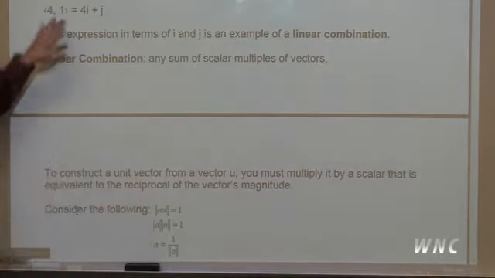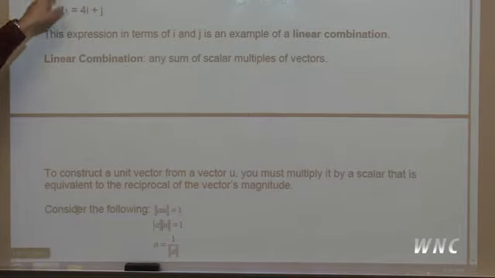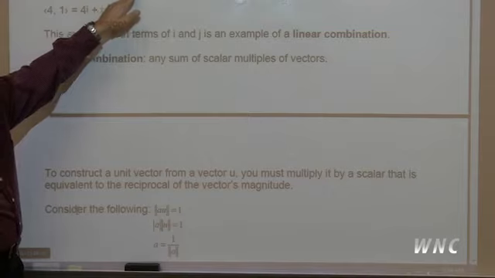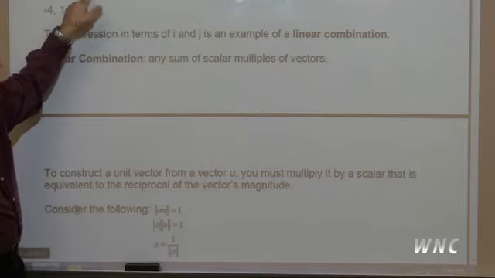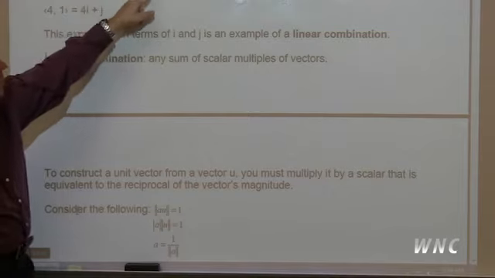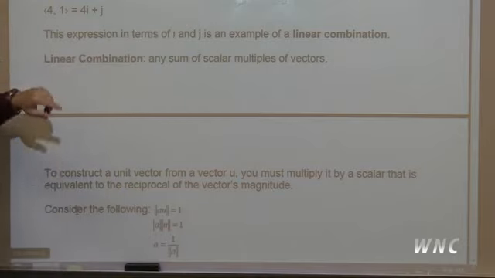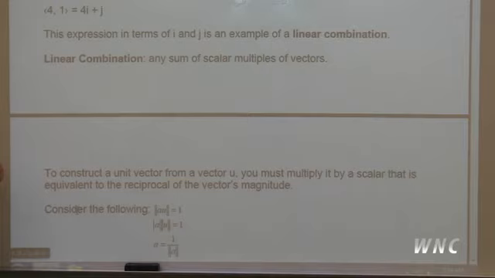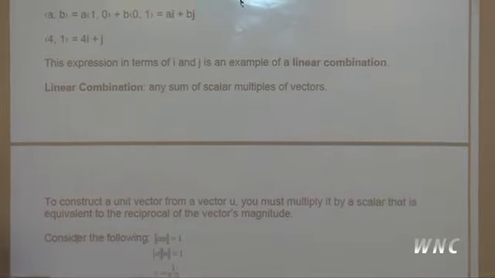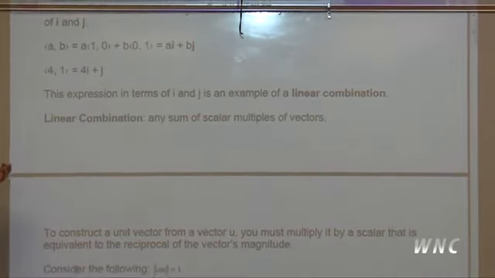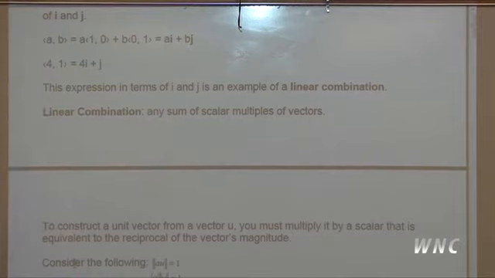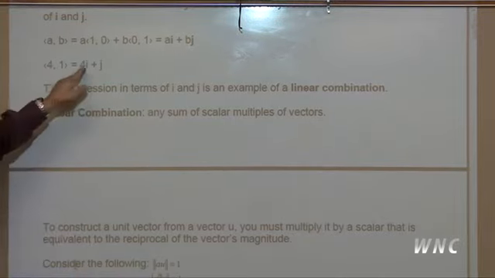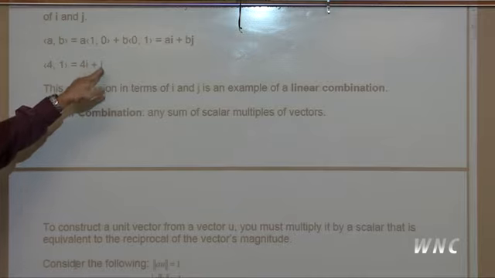So if we have a vector a, b, where a is horizontal and b is vertical, we can say a times 1, 0 plus b times 0, 1. And 1, 0 is i, 0, 1 is j, so it's ai plus bj. So 4, 1 could be written as 4i plus j. This expression in terms of i and j is an example of what we call a linear combination. A linear combination is any sum of scalar multiples of vectors. Scalar multiple here would be 1.